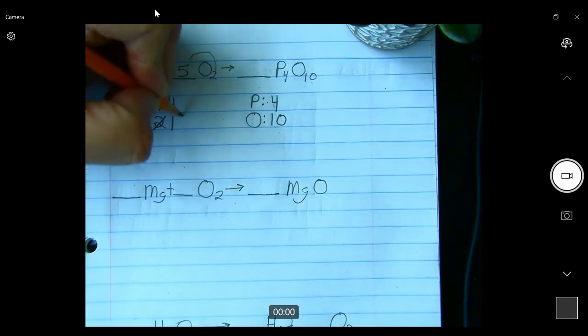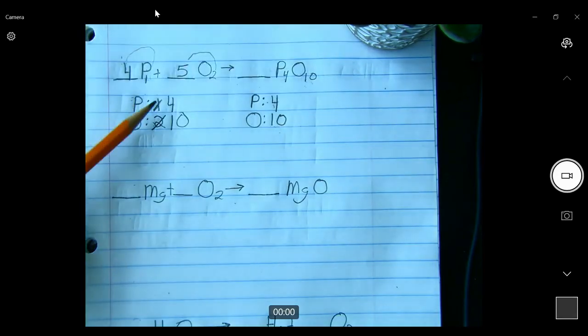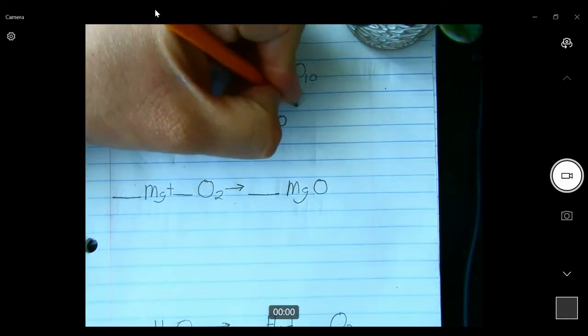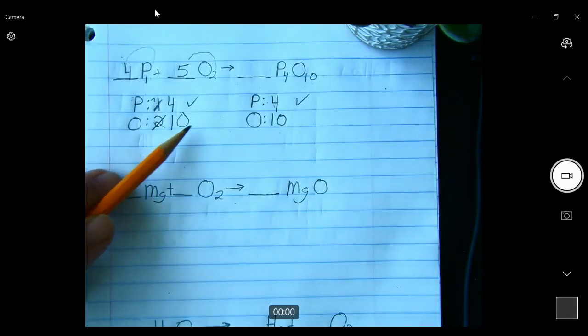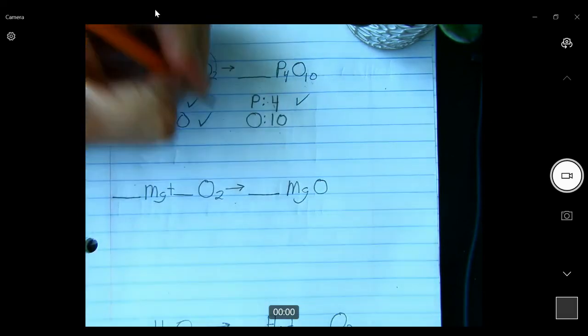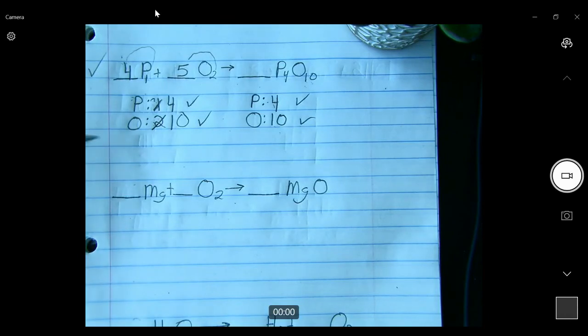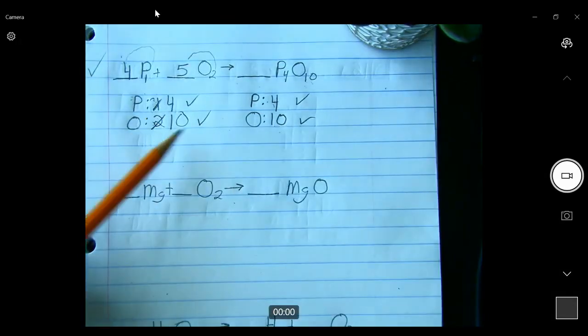So you scratch that 2 out, you put the 5, and now the phosphorus, you have 4 on the reactant side, 4 on the product side. So check, they balance. And then on oxygen, you have 10 on the left side, 10 on the right side. Those balance. So this chemical reaction has been balanced. 4 and 4, 10 and 10.